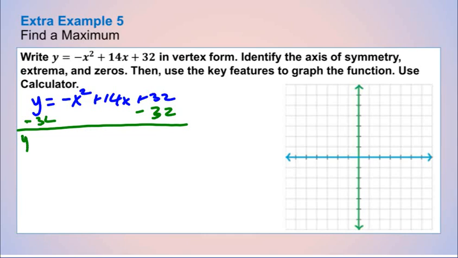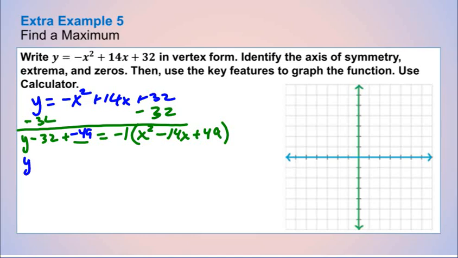So now I have y minus 32, and then I'm going to have to add something over here, equaling, I have a negative, factoring out a negative 1, and then I have x squared minus 14x, because I divided out a negative 1 from 14. Half of negative 14 is negative 7. Negative 7 squared is a positive 49. So if I take negative 1 times 49, that's a negative 49. So I'm actually adding a negative 49 to both sides.